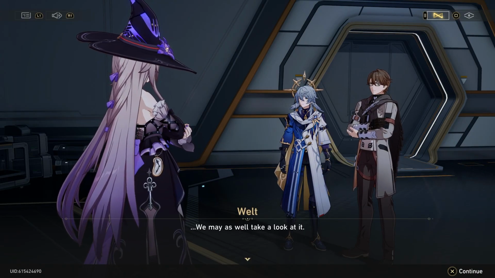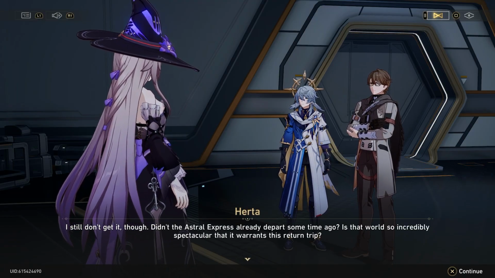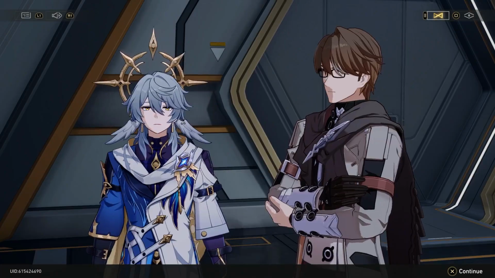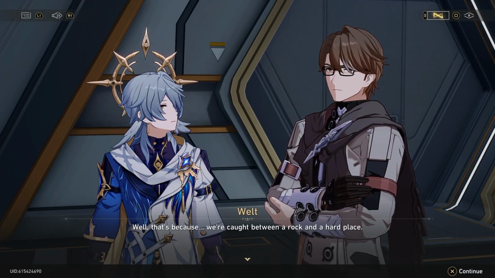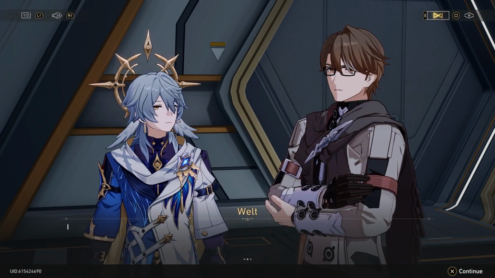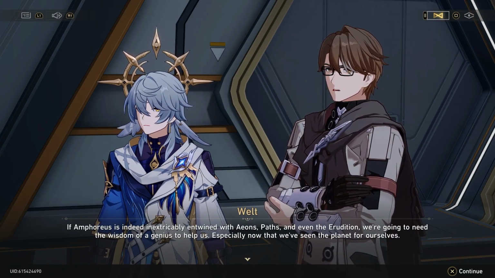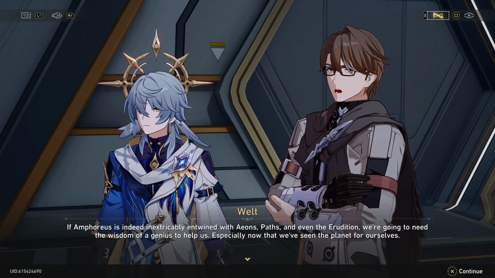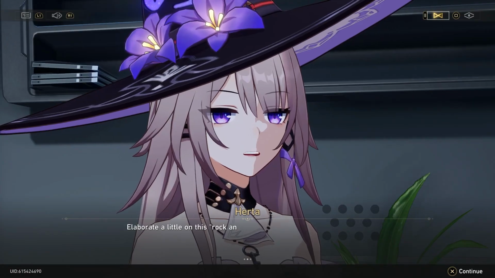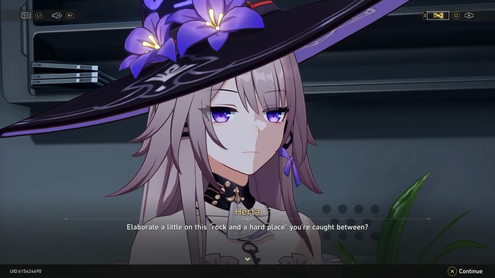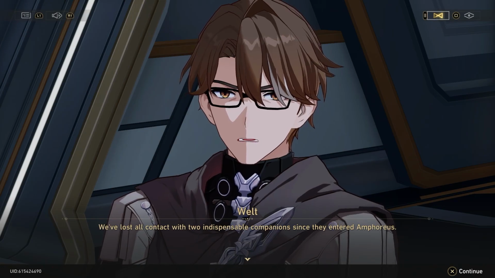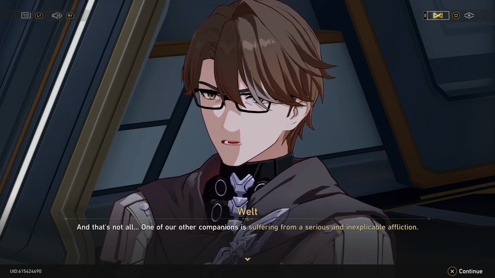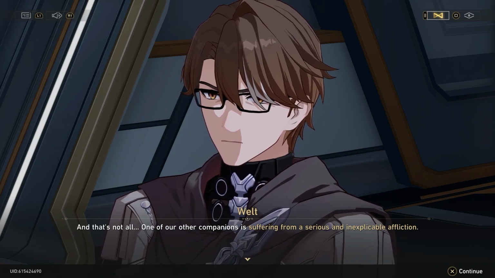We may as well take a look at it. I still don't get it, though. Didn't the Astral Express already depart some time ago? Is that world so incredibly spectacular that it warrants this return trip? Well, that's because we're caught between a rock and a hard place. If Amphorius is indeed inextricably entwined with eons, paths, and even the erudition, we're going to need the wisdom of a genius to help us, especially now that we've seen the planet for ourselves. Elaborate a little on this rock and a hard place you're caught between. We've lost all contact with two indispensable companions since they entered Amphorius. And that's not all. One of our other companions is suffering from a serious and inexplicable affliction.